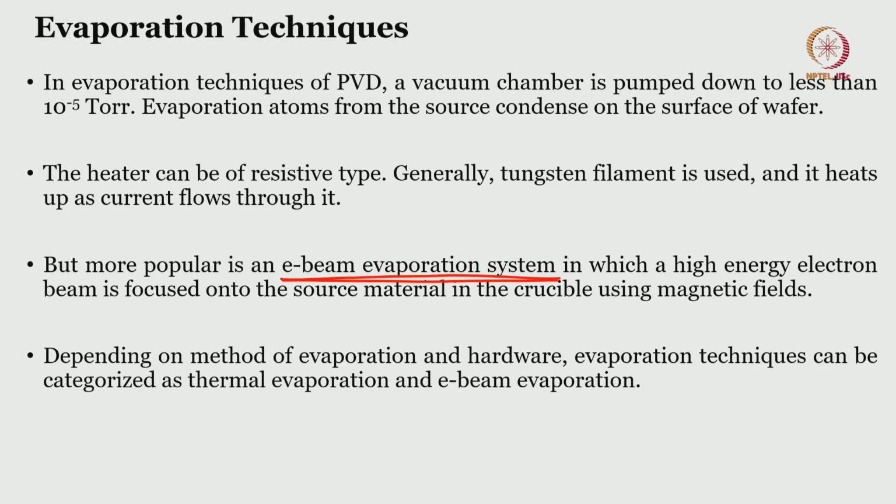But the point is, depending on the method of evaporation hardware, evaporation techniques can be categorized as thermal evaporation and E-beam evaporation. Either you thermally heat the material and melt it and deposit it, or you use an electron beam, which falls on and heats the material, and the material deposits. We will see the advantage of E-beam evaporation in the next class. Let us see thermal evaporation first, and then we will end this class, so that next class we focus on E-beam evaporation.